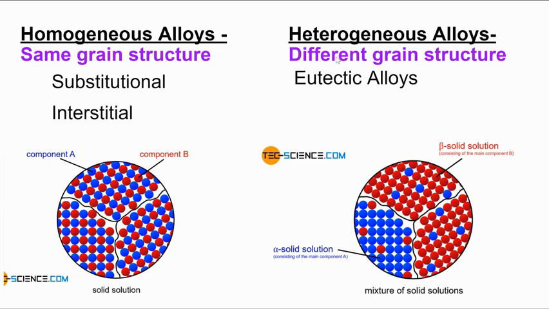Hetero meaning different. This is a eutectic alloy, and we can see the grains are very different from each other. This grain primarily has alpha crystals. It's a solid solution that the main component is the alpha crystal, whereas this grain primarily has beta crystals. The main component is the beta crystal. I would strongly recommend that you draw these two grain structures into your notes with some color coding so you can see and visualize the differences between homogeneous versus heterogeneous.